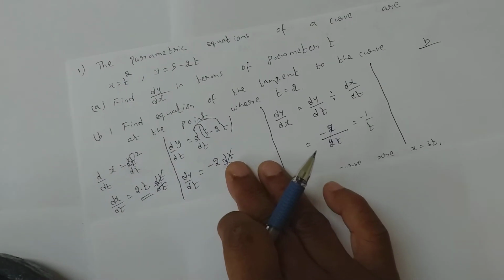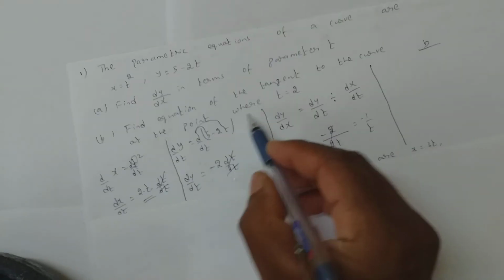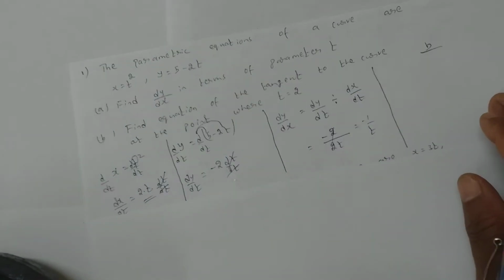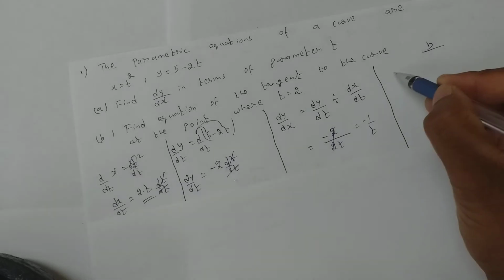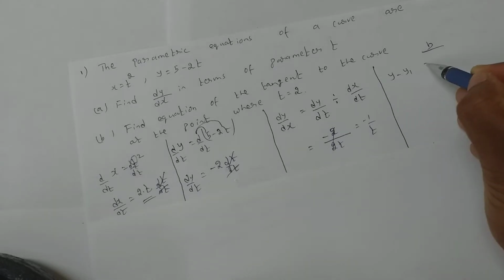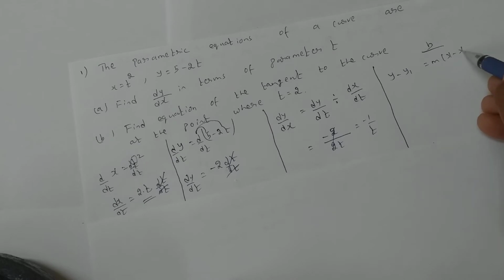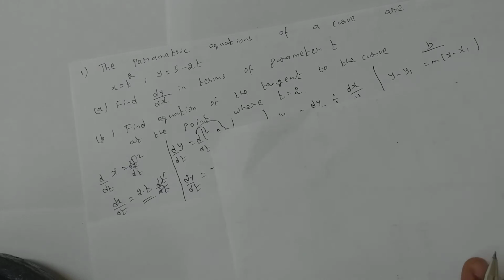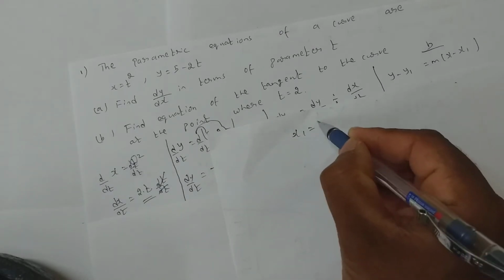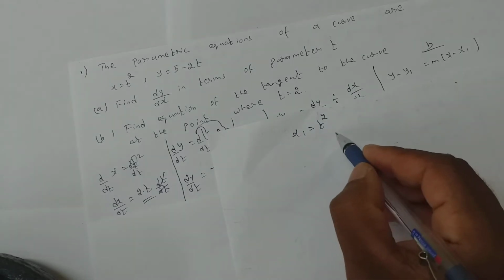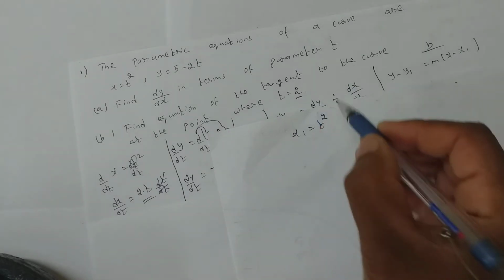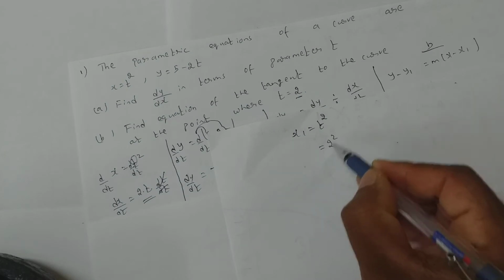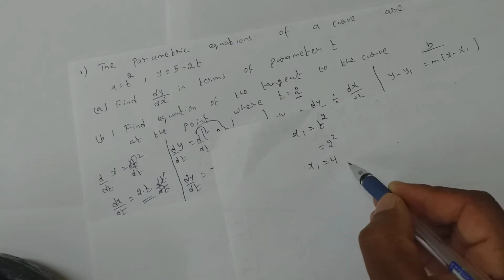Find the equation of a tangent to the curve at the point where t equal to 2. What is the equation of a tangent formula? y minus y1 equal to m times x minus x1. Right? How much is x1 given to us? x1 equal to t square. So what is the value of t? 2. So 2 square, so my x1 is now equal to 4.